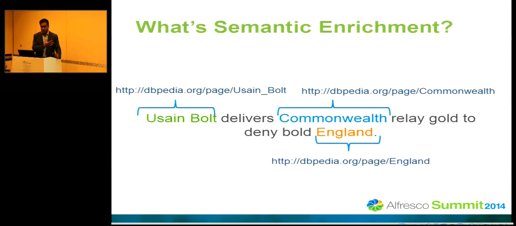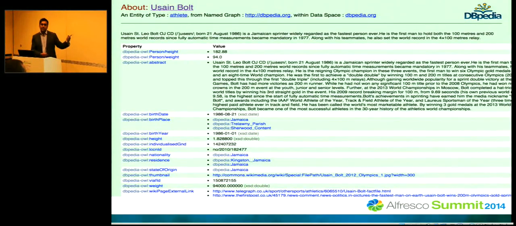Well, effectively, it's taking text, detecting names of people, places, and organizations, and linking them to the linked data cloud. Here we're using DBpedia to link Usain Bolt to the DBpedia entry for Usain Bolt. And here's the information on Usain Bolt in DBpedia. So it's got his birth date, where he was born, all this information. We can pull this in, and we can push it into Alfresco for Solr to index and provide it as search, or tag it in Alfresco as metadata.